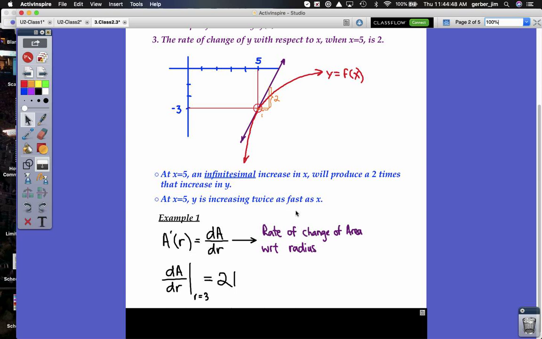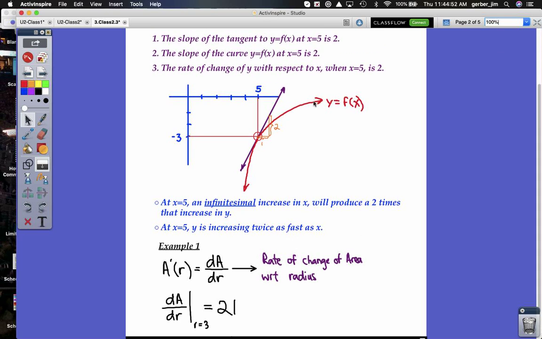Well, we could go back to those 3 things in purple at the top. We could say the slope of the tangent to A when r equals 3 is 21. We could say that the slope of the curve y equals A of r, when r equals 3, is 21. Or we could say the rate of change of A with respect to r when r equals 3 is 21.